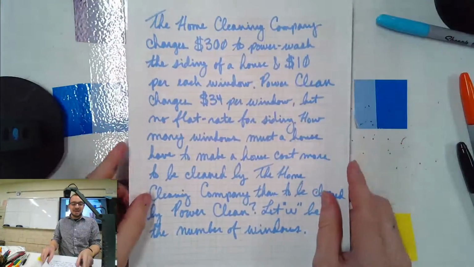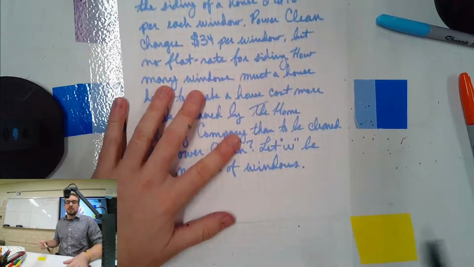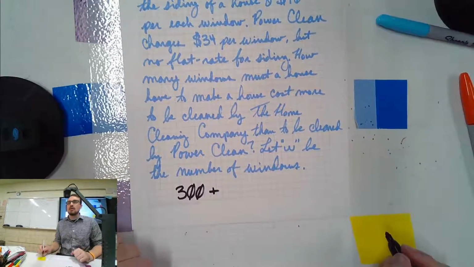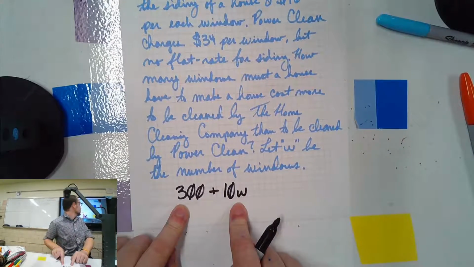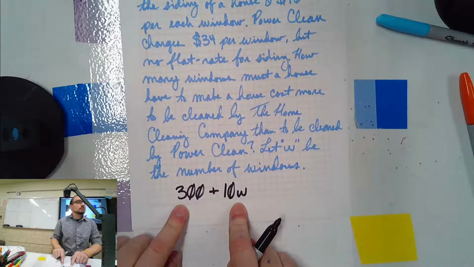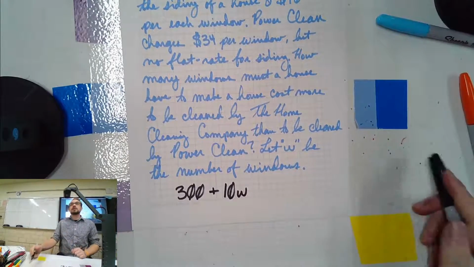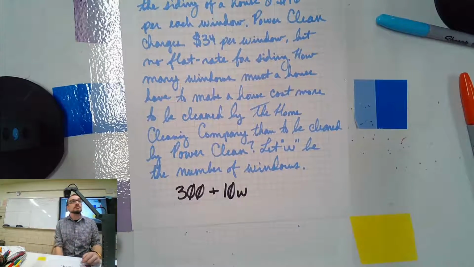The home cleaning company charges $300 to power wash the siding of the house and $10 per each window. So the home cleaning company is $300 flat, and then $10 for every window. You smell what I'm stepping in? So if there's 0 windows on my house because I don't like sunlight, how much is it going to cost me? $300. What if there's 10 windows? It's going to cost me $400. That makes sense, right? Cool.